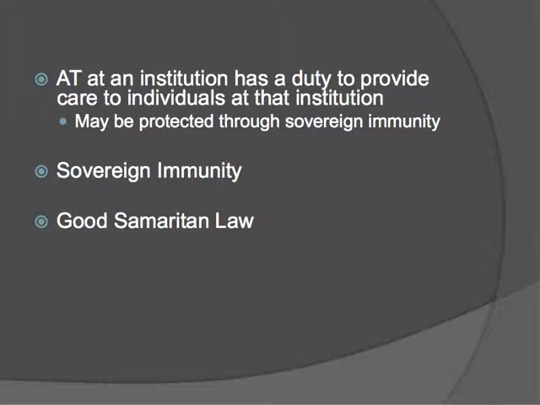And those actions may be protected through sovereign immunity, which means neither the government nor the individuals employed by the government can be held liable for negligence. So it's like working for California State University. You're employed by California State, so you're protected under sovereign immunity. And sometimes this varies state to state, so it's always wise to check on what's covered.